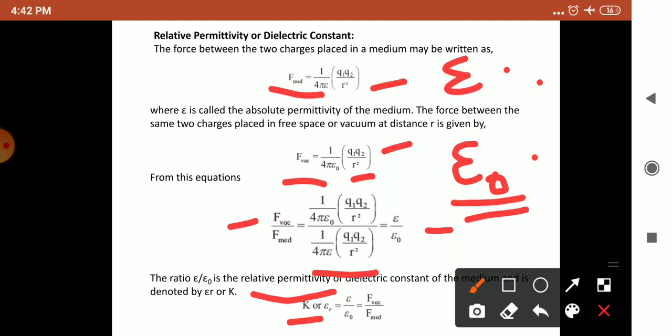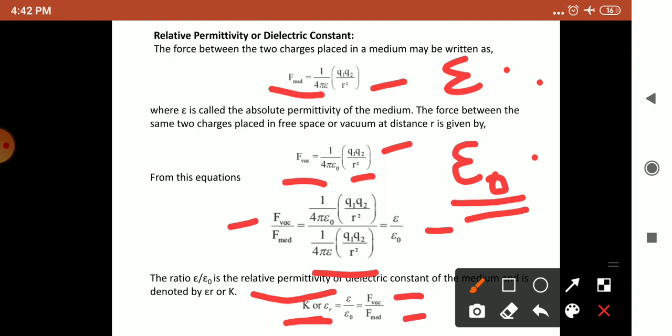Then it will give the dielectric constant of the medium, denoted by K or epsilon r, which is equal to epsilon upon epsilon 0, equal to the force of interaction of two charges in vacuum divided by the force of interaction of charges in the medium. So from this we can say that this epsilon r is the ratio of absolute permittivity of a medium to the permittivity of free space.